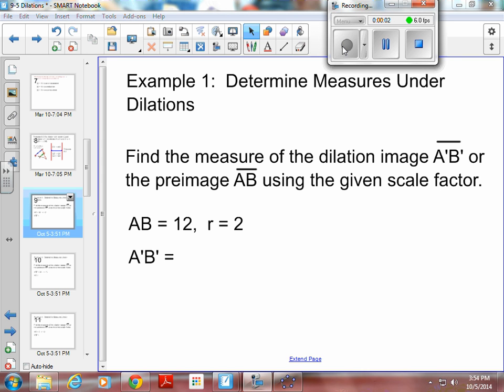Okay, geometry, this is chapter 9, section 5, dilations again. Right now we are going to work with trying to find the measure of the dilation image A prime B prime or the preimage AB using the given scale factor. Basically I want to know what the length is.